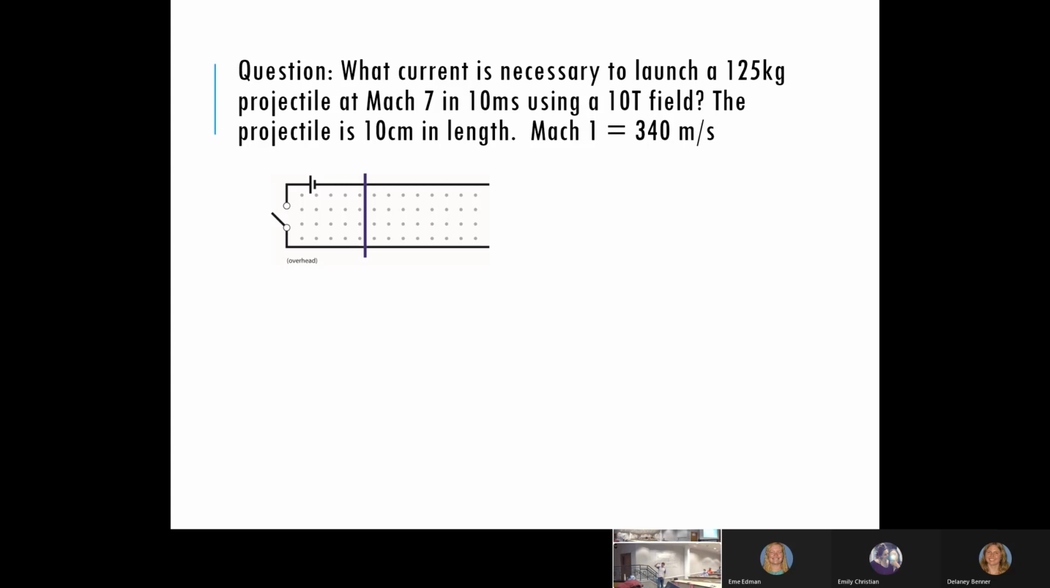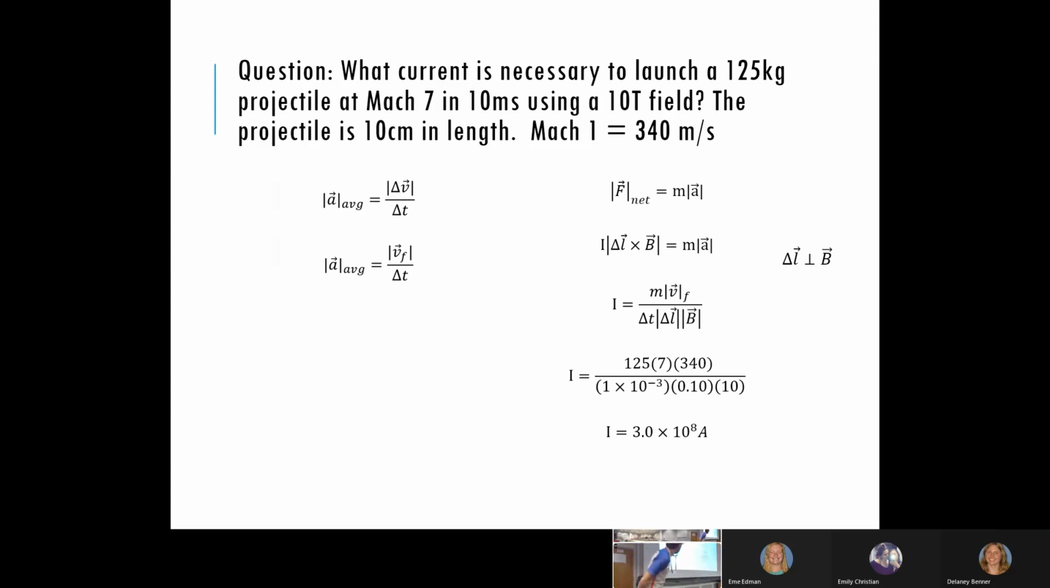From the video, it was Mach 7 in 10 milliseconds. And I just went ahead and estimated, okay, I know the max sustained field that you can do is about 10 Tesla. And you can go through and figure out how much current actually has to be running through the rails in order to launch these things. I don't even remember what I got. Oh, good, I got something like 3 times 10 to the 8th amps.